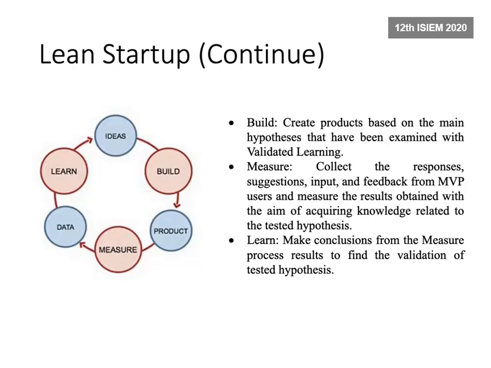So you can see here the process of lean startup. We can see learn, build, and measure. After learn, we gather ideas and then build the products and then measure by data and learn again. So this is the process of iterations in the lean startup. There are three processes mainly. The first one is build, the second is measure, and the last one is learn.